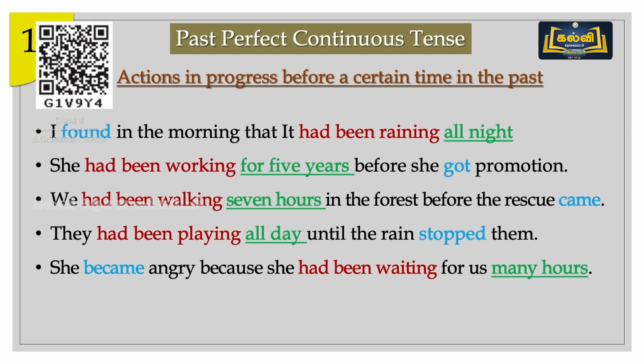Next one. We had been walking 7 hours in the forest before the rescue came. They had been playing all day until the rain stopped. Last one, she became angry because she had been waiting for us many times. So if you look at all the sentences, you can see had been working, playing and waiting, but it was all happening for a certain period with duration before another action followed.